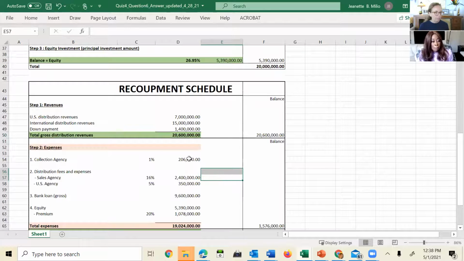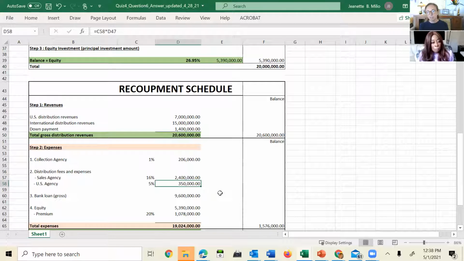So we're left with 20,600,000 from the revenues. As always, we're now paying people: collection agent 1%, sales fee as always, and the expenses. In this case, we're paying someone different for the US. That's the only other difference.